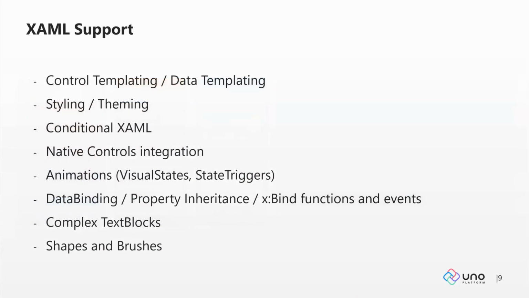So yeah, full XAML support. You have full XAML support out of the box: control templating, styling, visual states, animations, data binding, as we saw, text blocks, shapes and brushes. All that is part of UWP is already implemented in Uno Platform. Of course, there are still some APIs and some controls that are not yet implemented, but the developers behind Uno are working really hard to make them available.